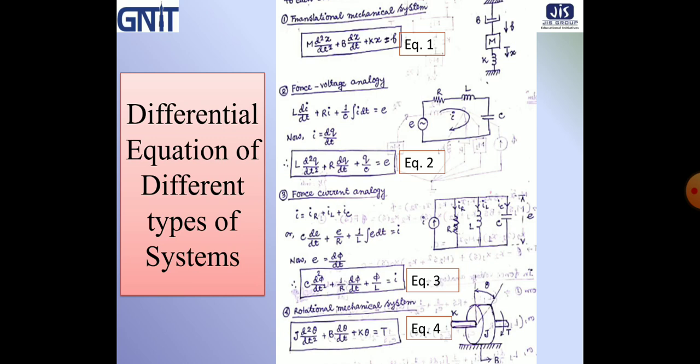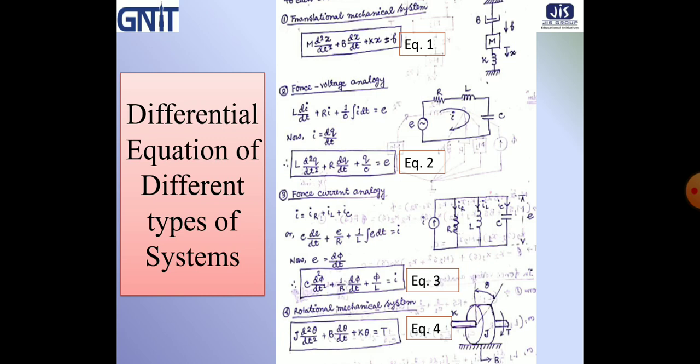If we compare equation number 1 and equation number 2, you can see that in equation number 1 we have force, and in equation number 2 we have voltage. That's why this is called force voltage analogy.